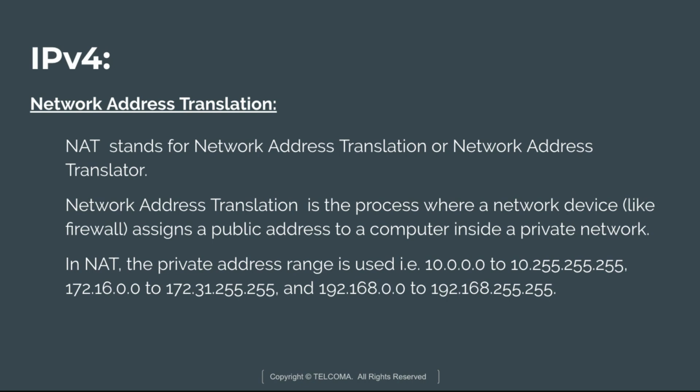In NAT, there are private address ranges used, like class A, class B, and class C. Class A addresses are 10.0.0.0 to 10.255.255.255. Next, the class B addresses are 172.16.0.0 to 172.31.255.255, and the last one, class C, which is mostly used, is 192.168.0.0 to 192.168.255.255. This helps in improving security and decreasing the need for a large number of IP addresses in an organization. So this is a very helpful process, the network address translation process.